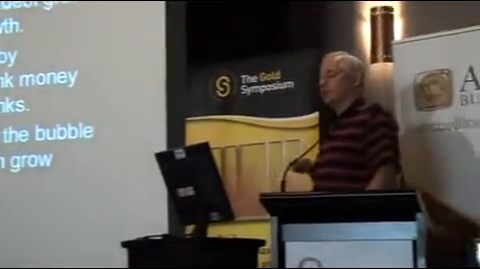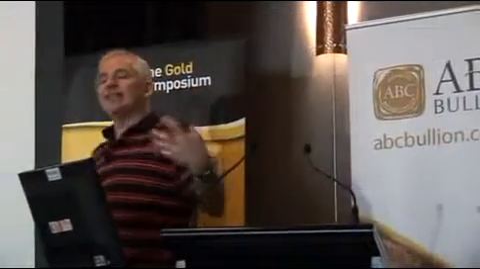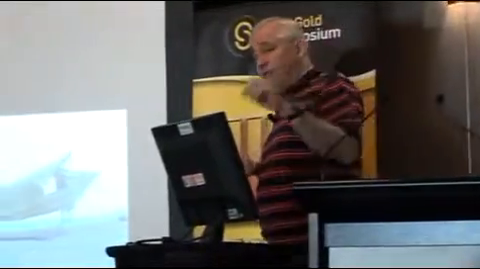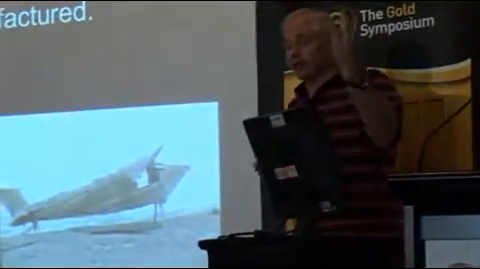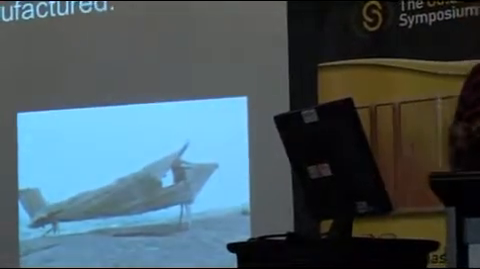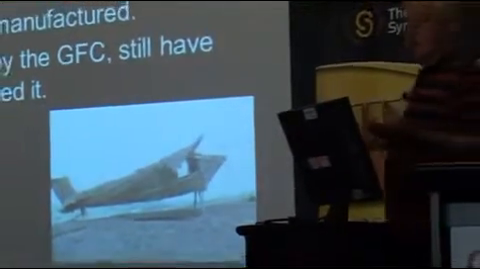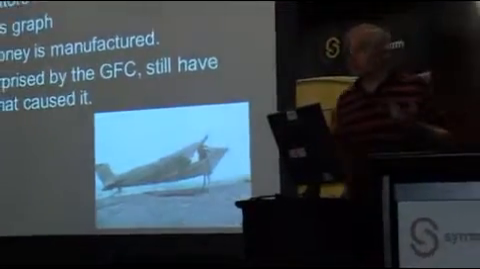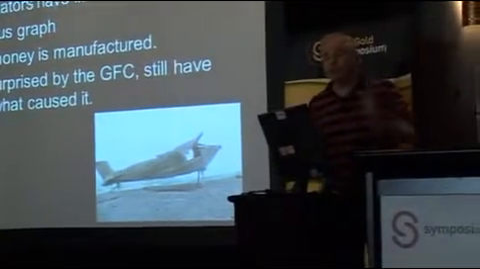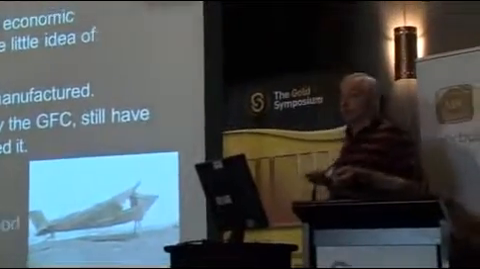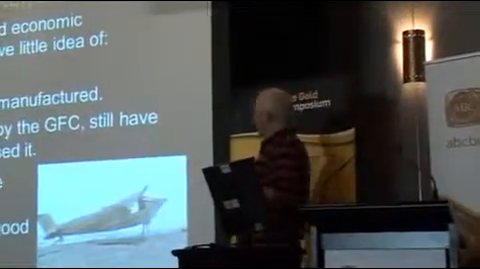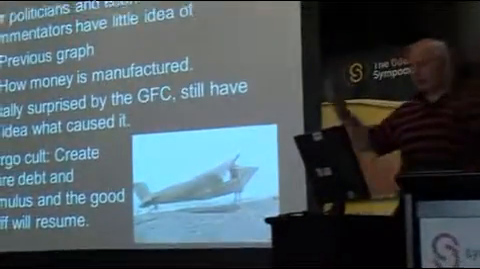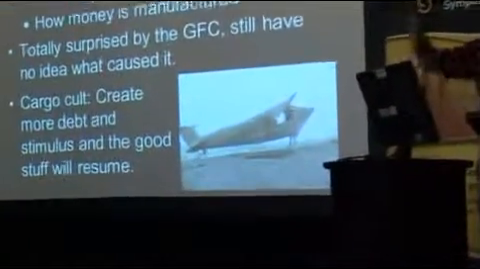So now the politicians are busy trying to restore normal for us. They want to kickstart back to normal with yet more debt. The political system doesn't appear at this stage to know what's going on. They've got no idea of that graph I showed you. Well, okay, I showed you the same graph 3 times, so just one graph. They don't know how money is manufactured. They were totally surprised by the GFC, and they still, you read economic journals and stuff, mainstream Keynesian economics and the mainstream politicians still don't really know what caused it. They're still scratching around for ideas. It's sort of like a cargo cult, like one of these amazing planes the Pacific Islanders built. It's like create more debt and stimulus and the good stuff will just resume somehow.